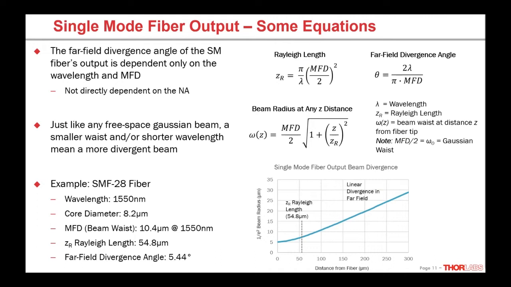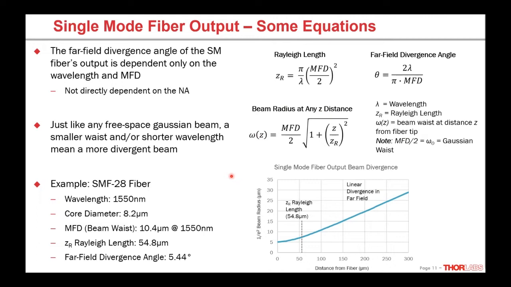So once again, here's putting some math behind that. These are the same equations we saw previously for Gaussian beams, and instead of beam waist, I've substituted in the mode field diameter divided by 2. Of course, beam waist refers to a radius, mode field diameter is a diameter. So we can calculate the Rayleigh length, we can calculate the far field divergence, we can calculate the beam radius at any z distance from that fiber tip.